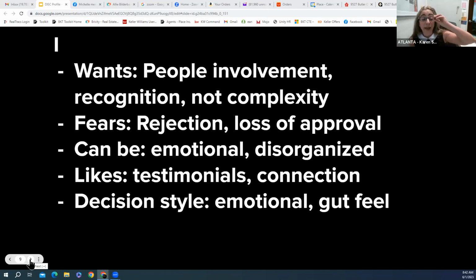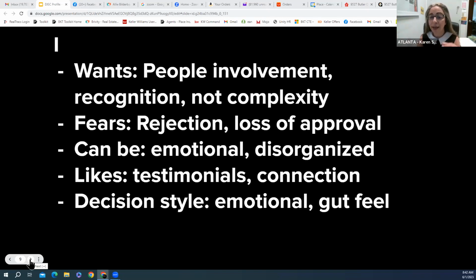So they want to be recognized. If you have a person on your team or a client who's an I, they want the happy anniversary, happy birthday, lots of partying, acknowledge me. And they don't want a lot of complexity. They just want some simple stuff, right? Just notice them. They don't want to be rejected, they just want to be approved. So they get their feelings hurt if they don't get chosen. If they're going up against another person and they don't get chosen for that listing, they'll get their feelings hurt.